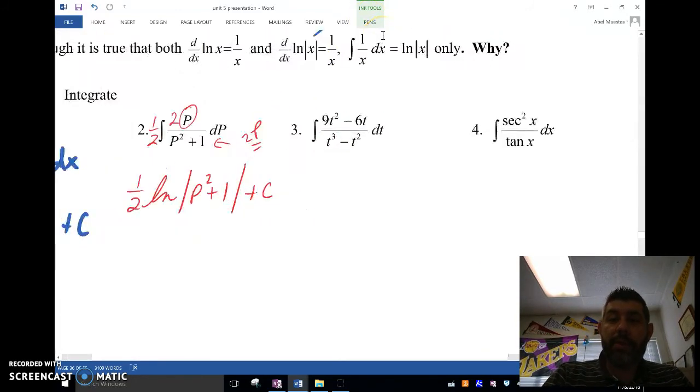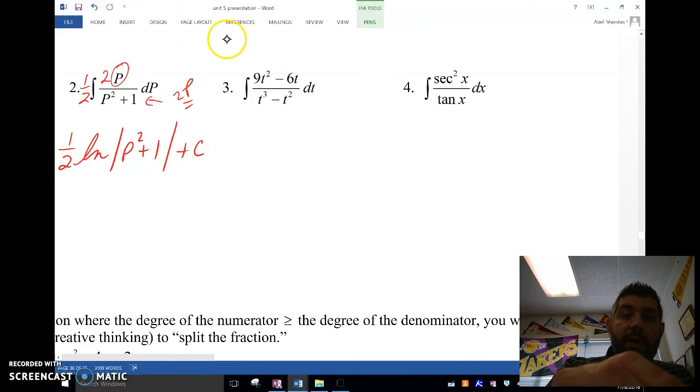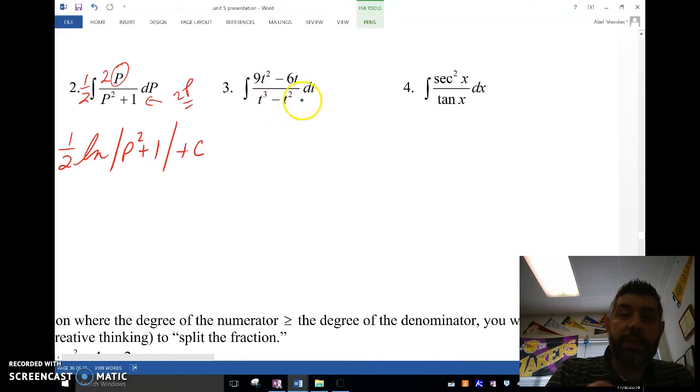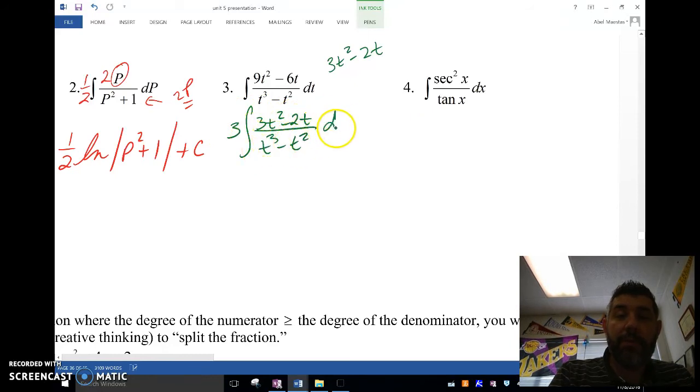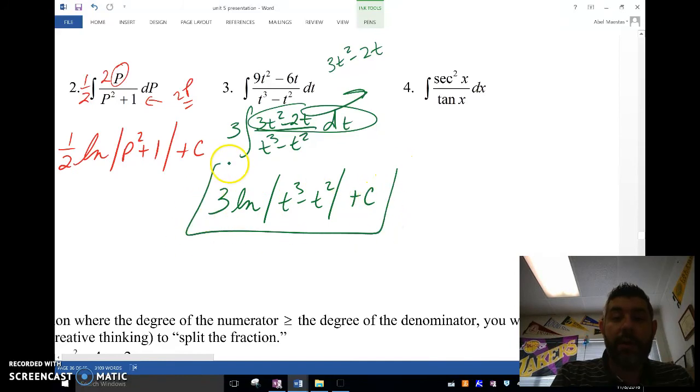All right, let's go to the next one here. We'll do 3 and 4. Notice here in 3 as well, I've got a case of a reverse chain rule. A little bit different here, because what's the derivative of the bottom? The derivative of the bottom is 3t squared minus 2t. Well, I have 9t squared minus 6t there, so I'm going to have to factor out a 3. Then I have 3t squared minus 2t. Perfect. That's kind of like our hook right there. So we can use the reverse chain rule, and we'll have 3 ln of the absolute value of the denominator, t cubed minus t squared, plus c. All right, and that's it.